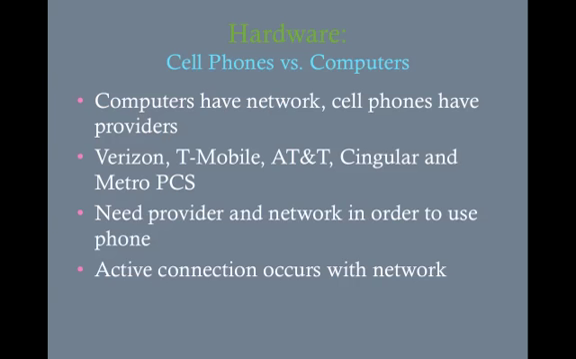Now we are going to talk about cell phone hardware. Much like computers have networks, cell phones have providers. Like we discussed in class, computers must have wireless capabilities in order to get on the internet and perform various tasks that allow them to function. Cell phones also have a network that is set up by the provider of the cell phone. Some examples of cell phone providers are Verizon, T-Mobile, AT&T, Cingular, and Metro PCS. In order to use a cell phone, a provider must be present, and the network must give enough signal to place a call, send a message, or use the internet. With the network, an active connection will occur, much like the connection computers have with the internet.